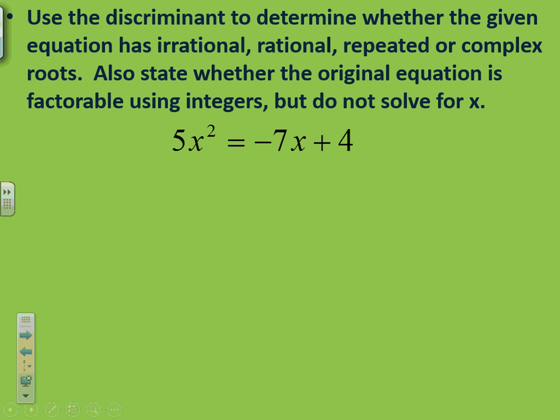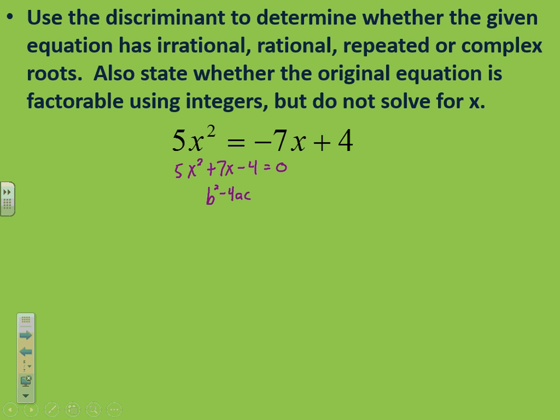Okay, next example, same type of situation, but in this case, the problem is not written in standard form, so I'm going to put it in standard form. Move the 7x over through addition, and that will be plus 7x, and move the 4 over through subtraction, and that will be minus 4 is equal to 0. Now, once we have that in standard form, again, all we're concerned about right now is what is the value of the discriminant, b squared minus 4ac.